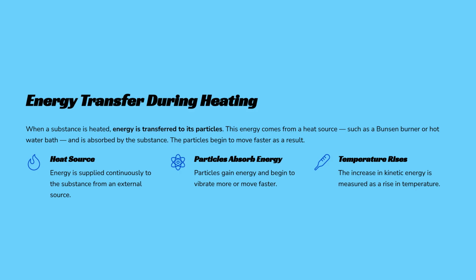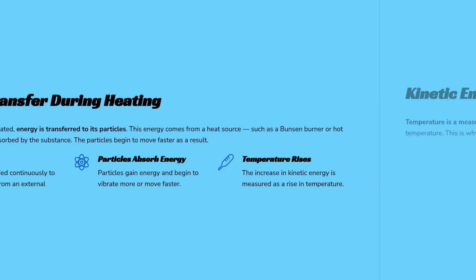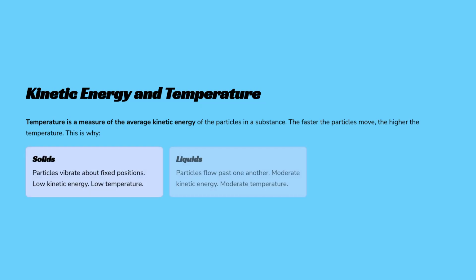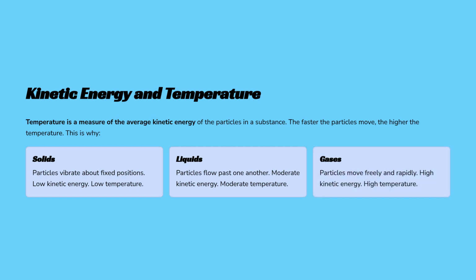During heating, energy is transferred to the particles, causing them to vibrate or move faster. This increase in kinetic energy is what we measure as a rise in temperature. Remember that temperature is a measure of average kinetic energy. In solids, energy is low. In liquids, it's moderate. And in gases, particles have high kinetic energy, resulting in higher temperatures.